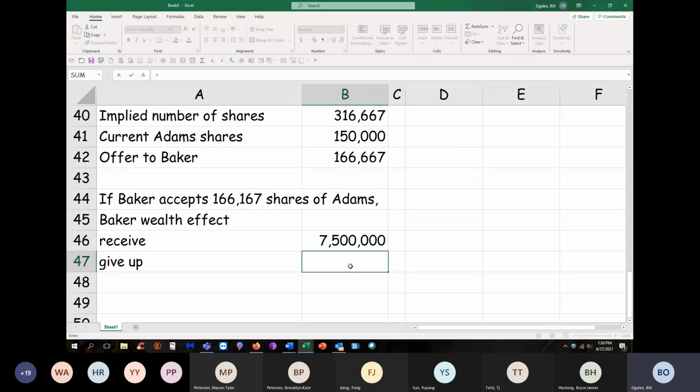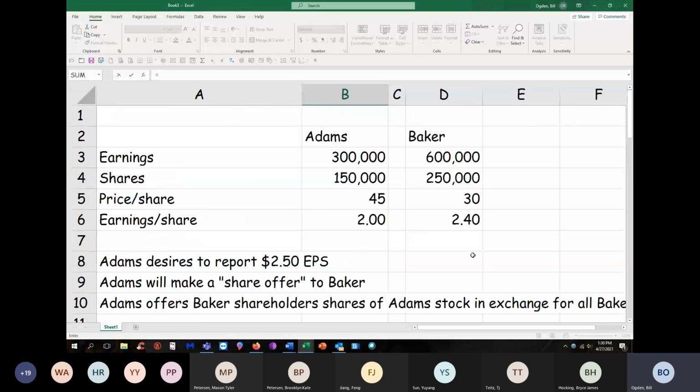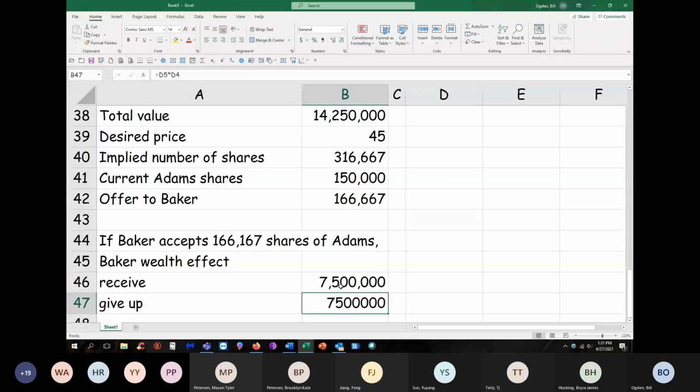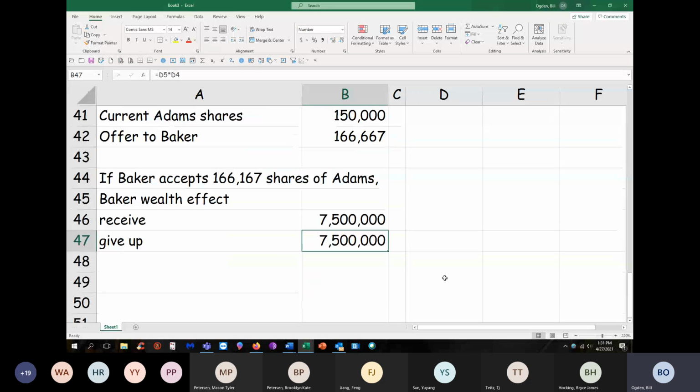Well, that's pretty obvious. We did that already too. They give up 250,000 shares that were trading at $30 per share. And so they gain nothing from this. So you have to convince them that they're better off with 166,667 shares of Adams compared to 250,000 shares of Baker. So in the open market, they would be worth the same.